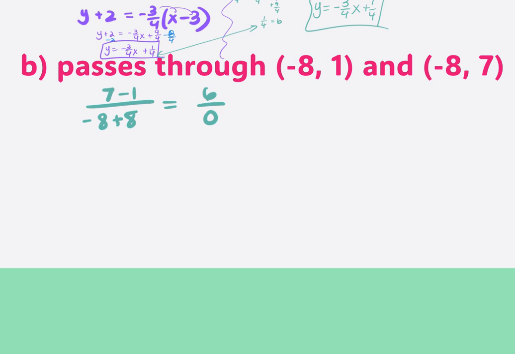What happens when zero's in the bottom? Undefined. Can you plug undefined into an equation? No. So this is where your recall has to happen. If the slope is undefined, what kind of line is this? Vertical. If it's vertical, which variable does it have? X, not the Y. So I have to just do x equals and then look at my x values.